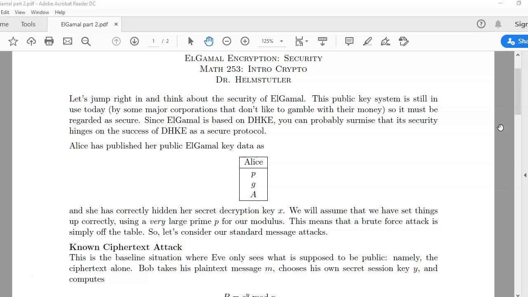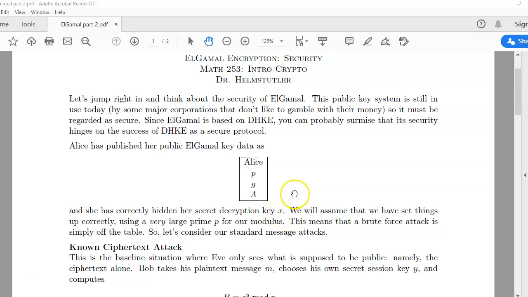Now, you know that El-Gamal is based on Diffie-Hellman, and since we believe that Diffie-Hellman is secure, you should probably also believe the same concepts protect the security of El-Gamal. So let's start to understand this. Let's suppose that Alice has published her public El-Gamal key data as usual, and she has correctly hidden her private decryption key X. So her public stuff has been made public, and her secret stuff has been kept secret.